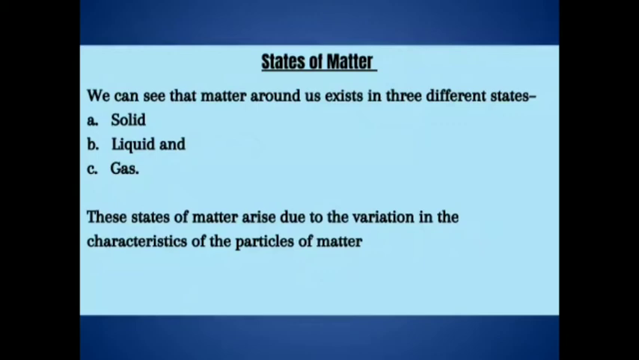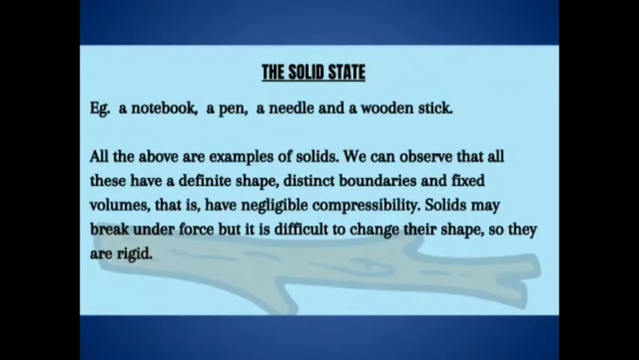So we will now understand these three states of matter and their characteristics in detail. First, the solid state. Now if you look around you, so many solid things you can see: notebook, pen, needle, wooden stick and many other things. All these above examples are solids. Now we can observe that all these solids have definite shape. Their shape doesn't change, isn't it? They also have distinct boundaries, and they have fixed volume. Fixed shape, distinct boundaries and fixed volume.